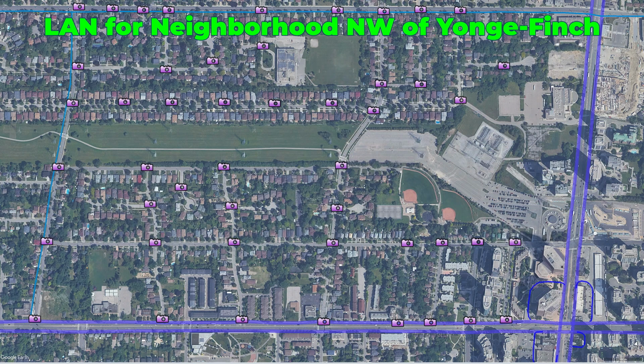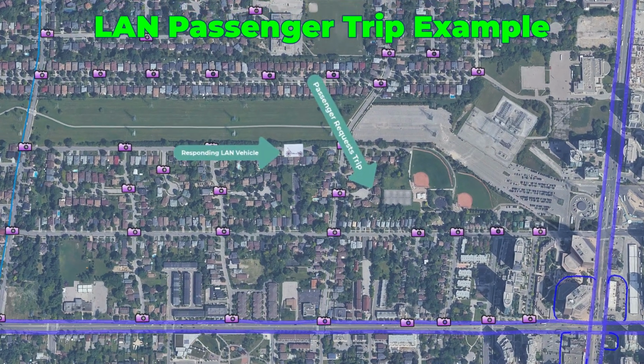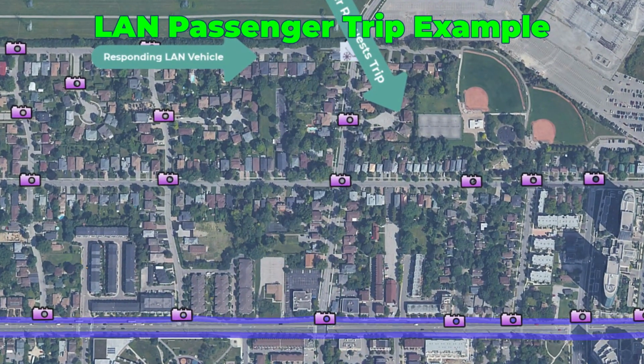NETS legs within neighborhoods are provided by the LAN, standing for Local Area Network, mode. The LAN vehicles for people are basically electrically powered, wirelessly communicating, and automated versions of today's scooters, skateboards, bikes, trikes, and wheelchairs. The initial LAN leg, typical for one passenger within a neighborhood, is illustrated now.